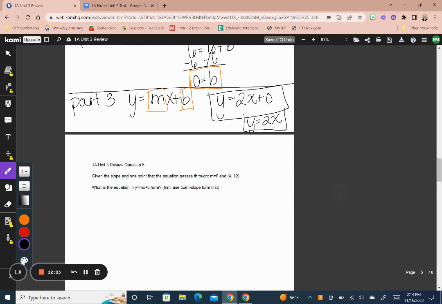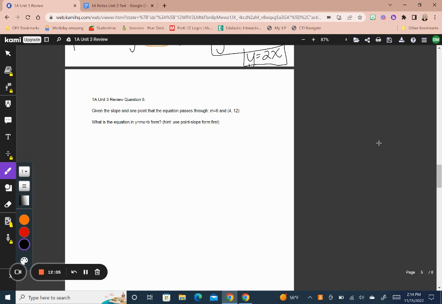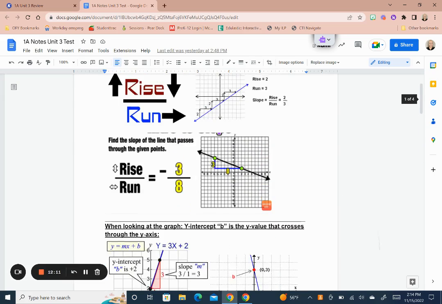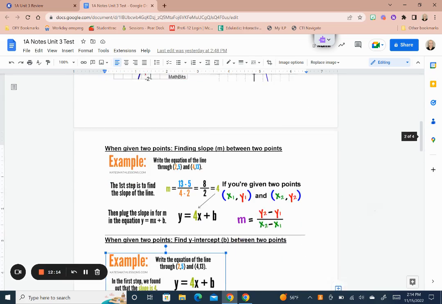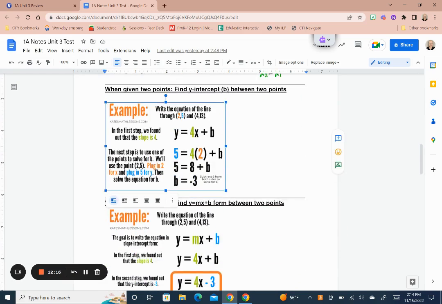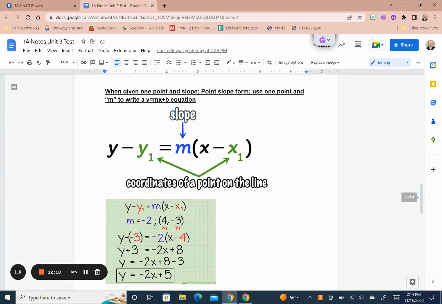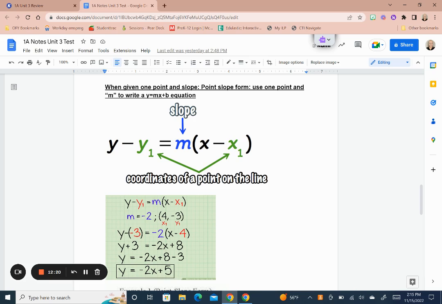Okay, so let's take a look at the next one. Slope and 1 point. Let's take a look back at the notes. This one's talking about graphs. Nope. This one's talking about 2 points. Nope, I have 1 point and a slope. Ah, here we go. 1 point and a slope. So we have point-slope form.